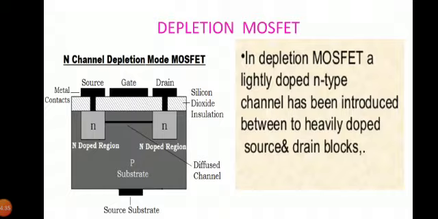The gate is also connected to a metal contact surface but remains insulated from the N-channel by a very thin layer of dielectric material, that is silicon dioxide. Thus, there is no direct electrical connection between the gate terminal and the channel of the MOSFET, increasing the input impedance of the device.